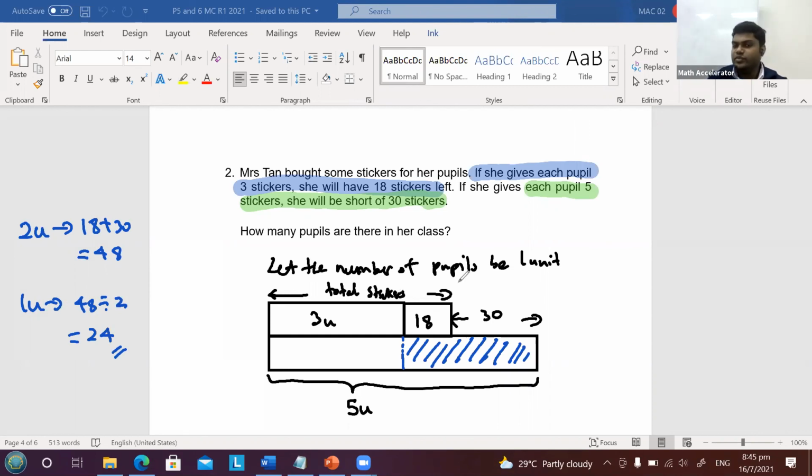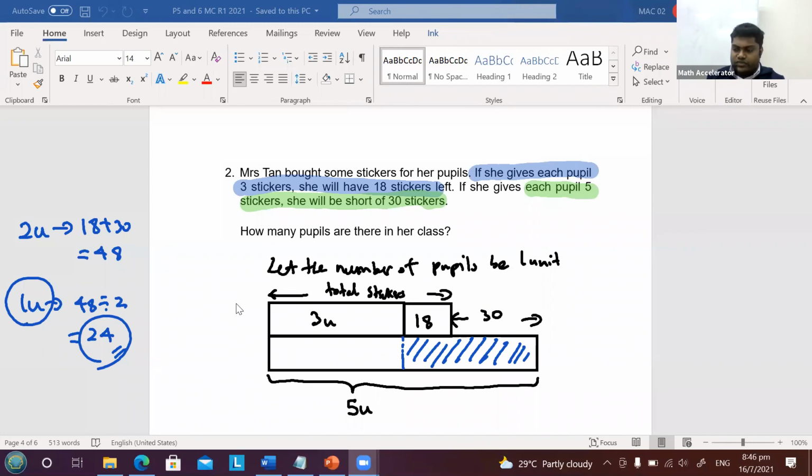How many pupils are there? We let the number of pupils be 1 unit, right? So 1 unit is 24. We have solved the question already. There are 24 pupils in Mrs. Tan's class. Yes, the answer is 24. Well done.